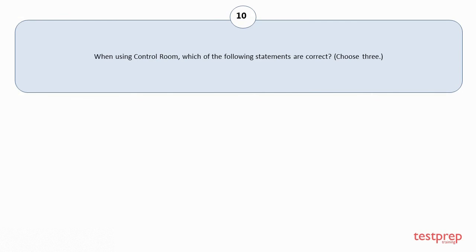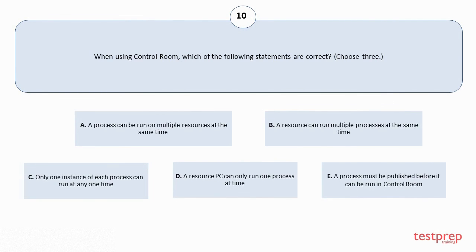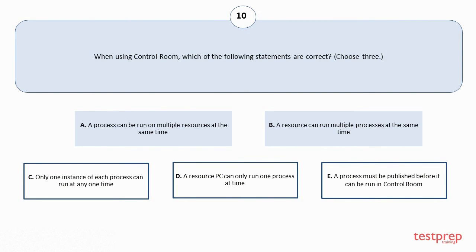When using Control Room, which of the following statements are correct? Choose 3. Your options are: A. A process can be run on multiple resources at the same time. B. A resource can run multiple processes at the same time. C. Only one instance of each process can run at any one time. D. A resource PC can only run one process at a time. E. A process must be published before it can be run in Control Room. The correct answers are option C, D, and E.